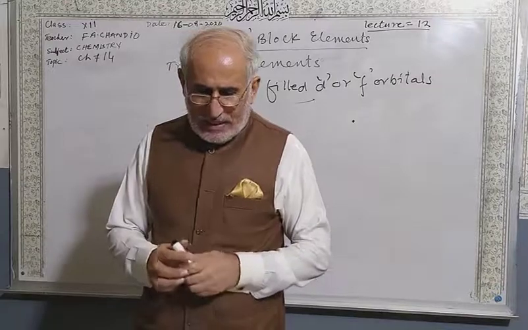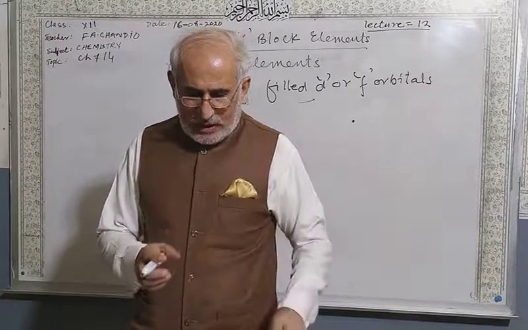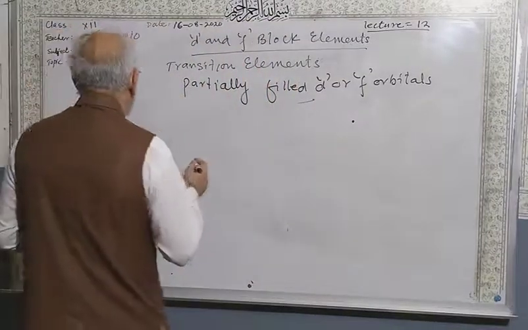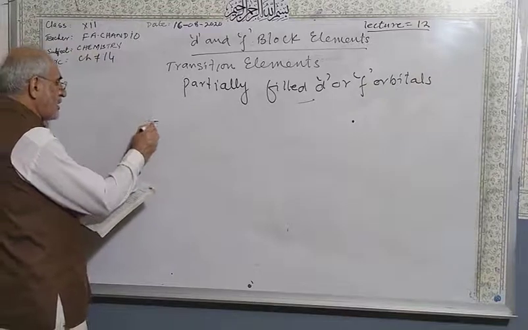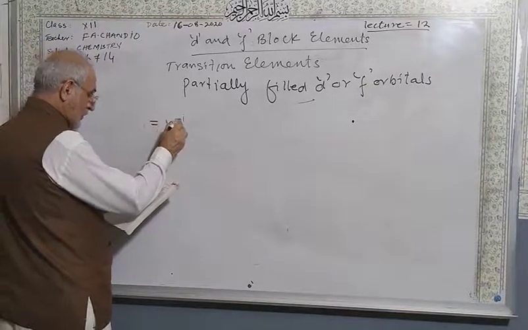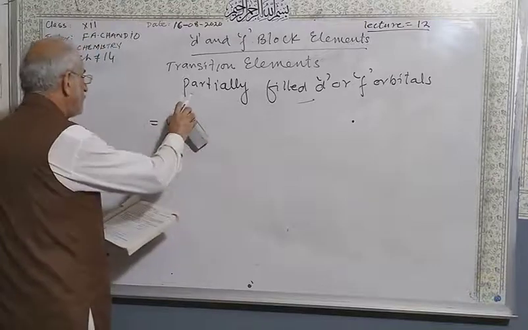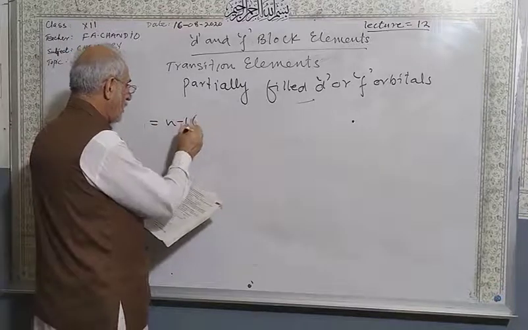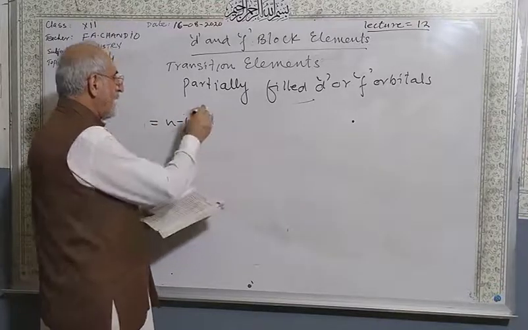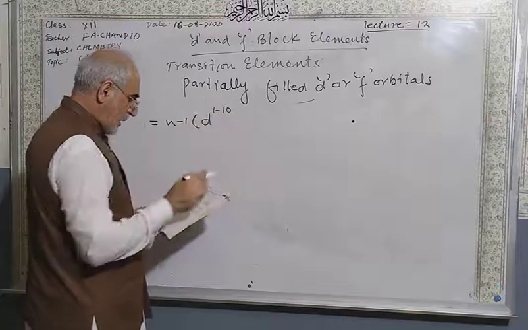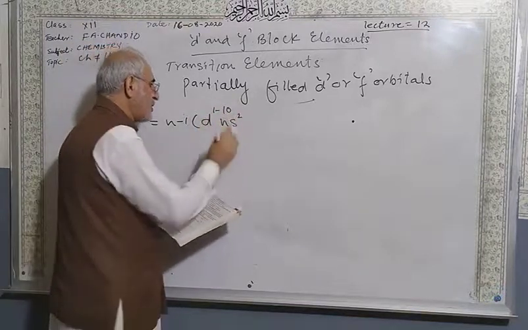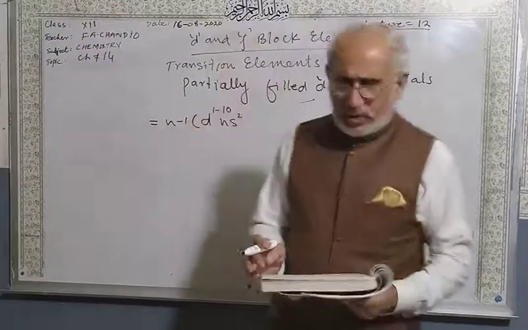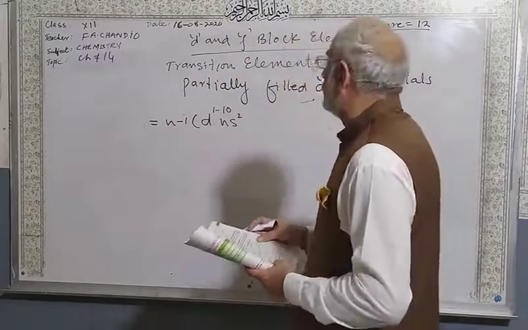Students, if you see the general outermost electronic configuration for the first series, D block elements, it is (n minus 1) d, with 1 to 10 electrons, and ns2. This is the general outermost electronic configuration of D block elements.